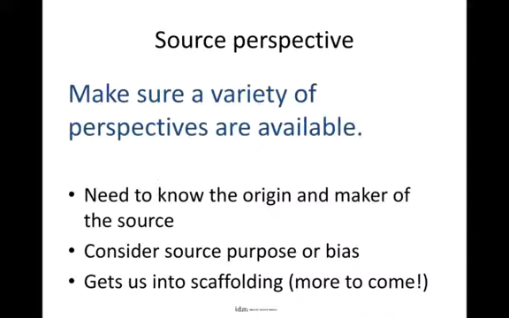Perspective is another area that we want to try to vary. Another logic that you might think of in the sources is the logic of perspective, and to make sure that a lot of perspectives are available. Of course, each source has its own origin and maker, and it's important to have a variety among those types and the origins and the people who are responsible for making a source. It's important to consider the purpose and the bias of sources, so you want to have a variety of purpose and bias where that's possible.